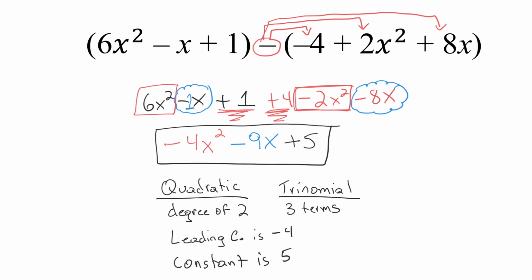Like I said, every polynomial has a different name. You can use the degree and the number of terms. Keep in mind that if you have 3 terms like this one, it is a trinomial. Tri means 3. 2 terms is binomial. 1 term is monomial. Mono means 1. And degree of 2 is quadratic. Degree of 1 is linear. Degree of 3 is cubic. Degree of 4 is quartic. Degree of 5 is quintic.